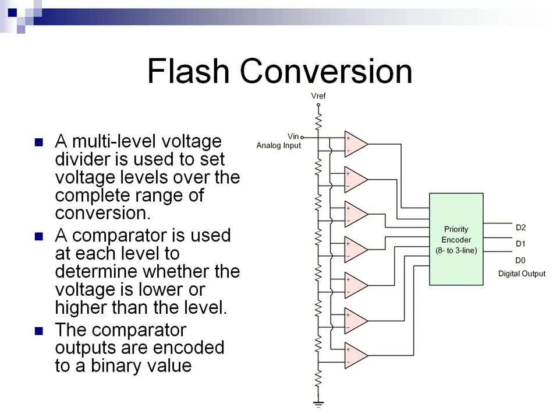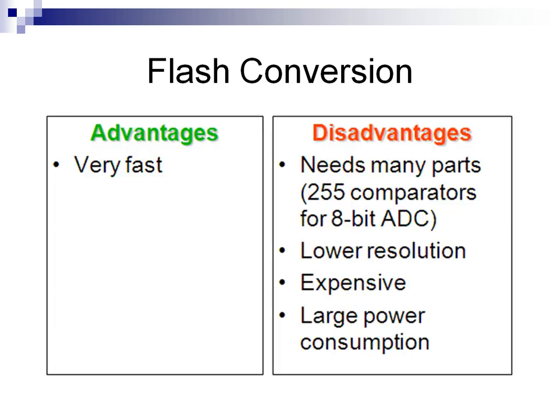Now, the beauty of the flash conversion is that it does all the comparisons all at the same time. All at once, it does all of them. So therefore, this approach is very, very fast. So if you want to do analog video to digital video conversion, then this is a type of ADC which should be used, the flash conversion type. So the advantage is that it's very fast.